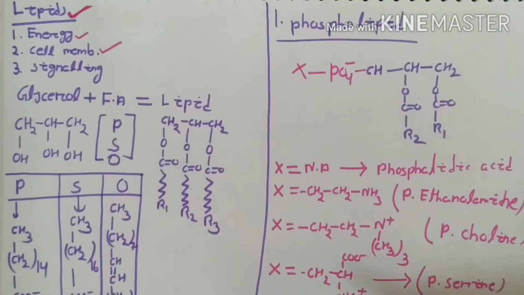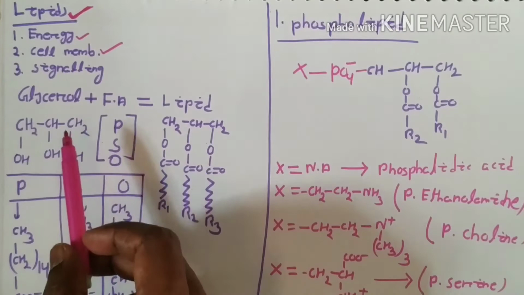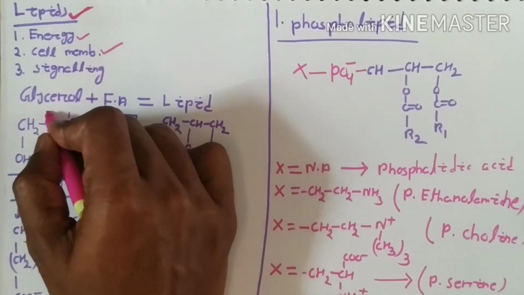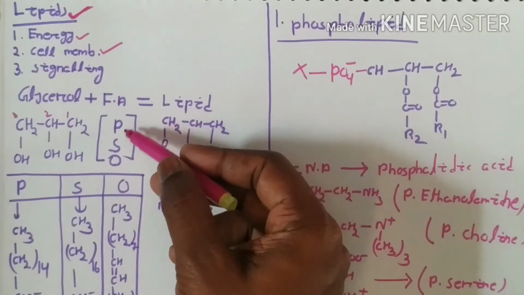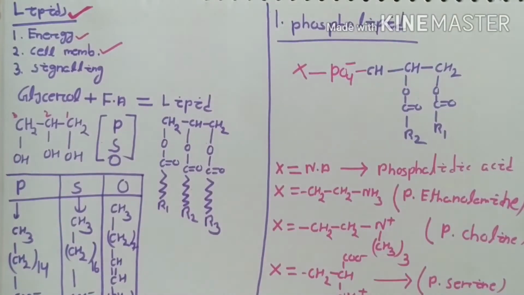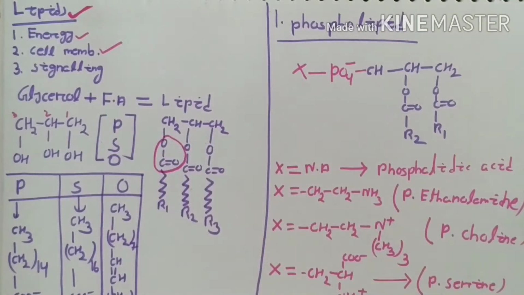If we go through the structure of glycerol, this is a 3-carbon molecule having a hydroxyl group at the first, second and third position of carbon. To this, around 3 fatty acids are attached to form the lipid, where the lipid forms 3 ester bonds between the glycerol and fatty acids.